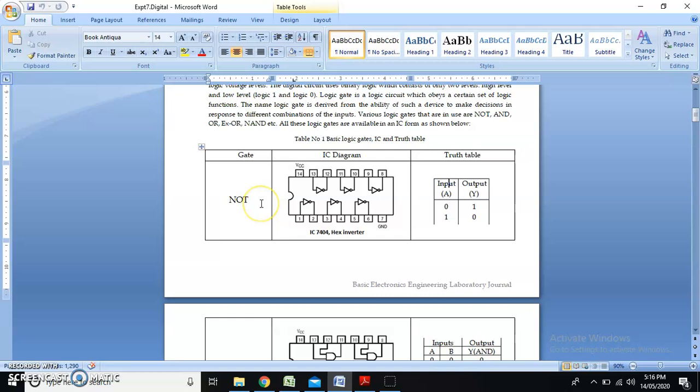Now what happens exactly in the NOT gate and inverter? As its name suggests, it just inverts the applied signal. So if input is applied as 0, output will be available as logic 1. If the input is applied as logic high, output will be logic 0. So just an inversion takes place.